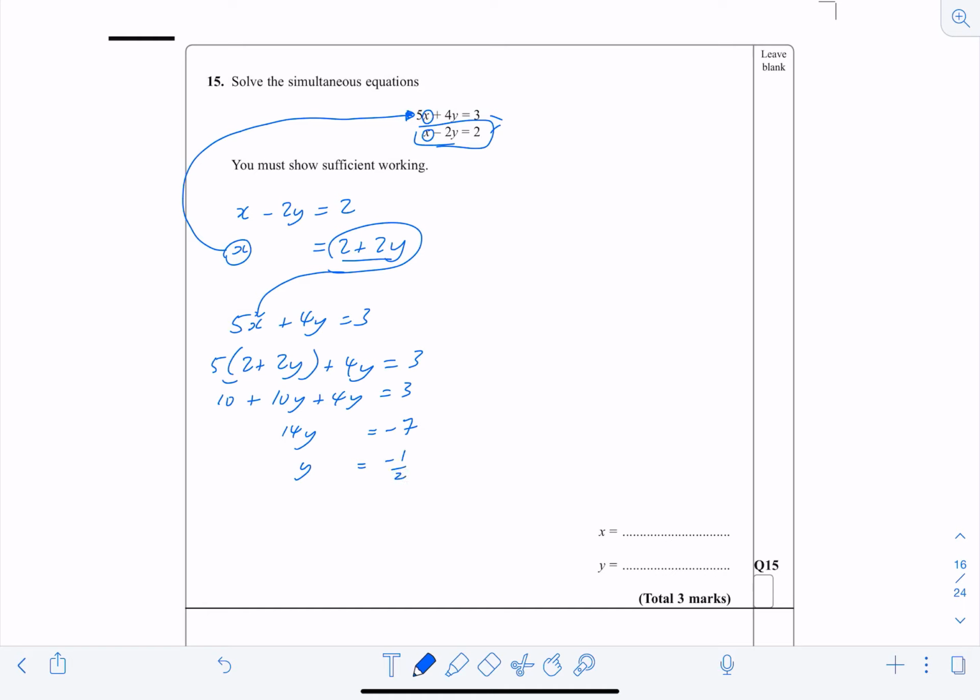Okay? And then I can just use that number in any of my other equations. Let's put it in this equation here because it's easier. x minus 2y equals 2. Well, we know y equals negative a half. So x minus 2 times negative a half equals 2. x plus 1 equals 2. Therefore, x equals 1. So x equals 1 and y equals negative a half.